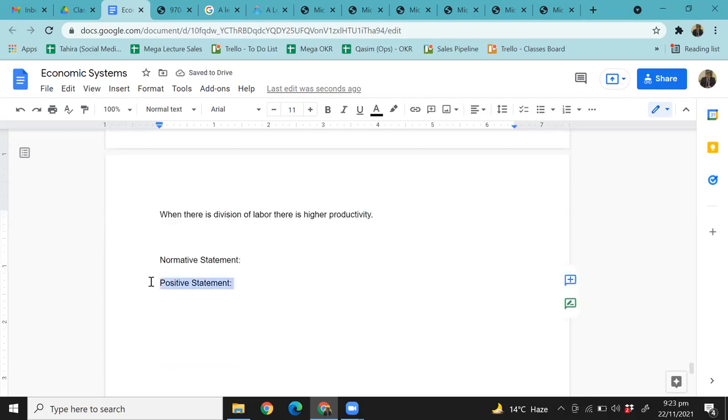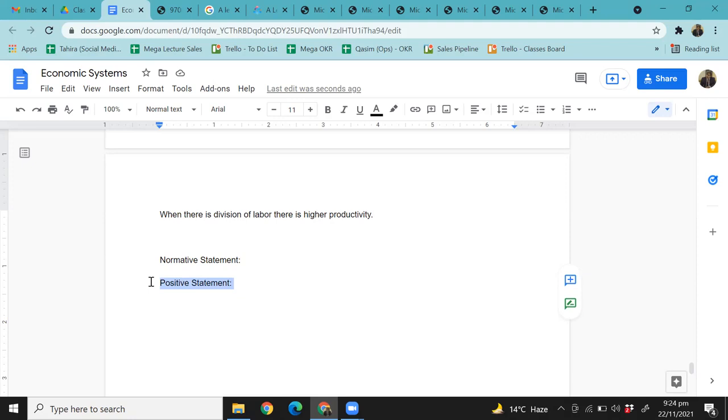Now let me give you an example. If I say that Pakistan's inflation rate was 10% last year. Now 10% might be correct, 10% might be incorrect, but I can verify whether it was 10% or not. Why? Because there is a globally accepted way of calculating inflation. How many of you got this?